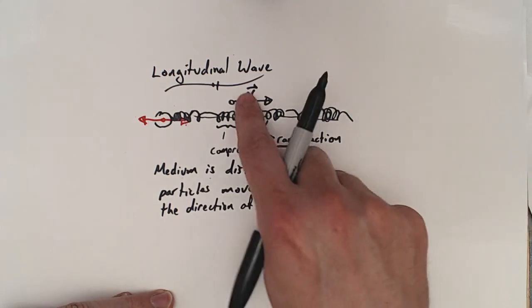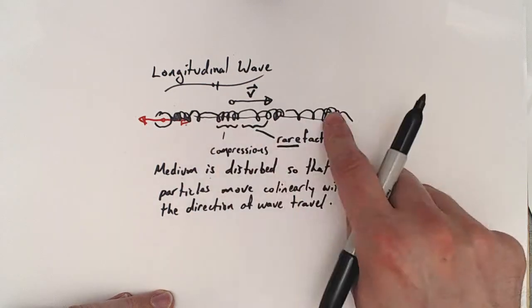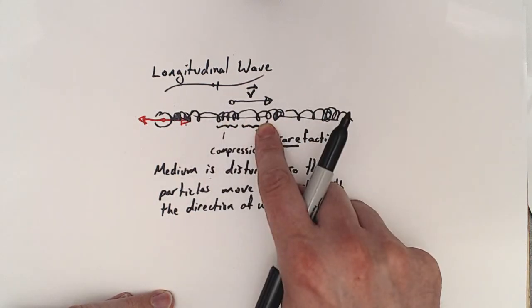Alright, so I've got this wave vector, if you like, traveling through space now. I've got compression regions, rarefaction regions.